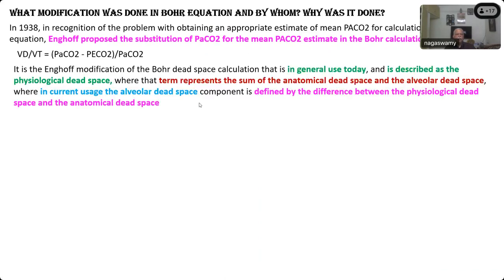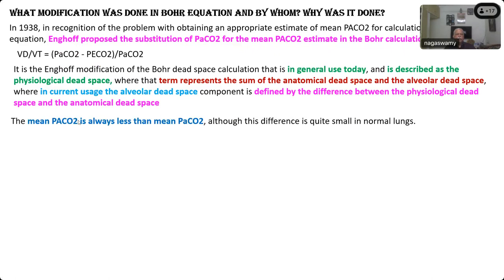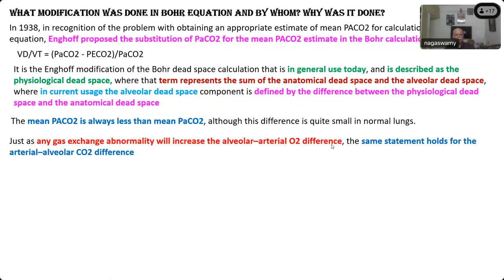And so all the calculations were done. The term represents the anatomical dead space; alveolar dead space was done. Now the mean PaCO2 is less than the PACO2, although the difference is quite small in normal units. So both of them do not exactly match each other. Just as any gas exchange abnormality will increase the alveolar-arterial oxygen difference, the same statement holds good for the arterial-alveolar carbon dioxide difference also.